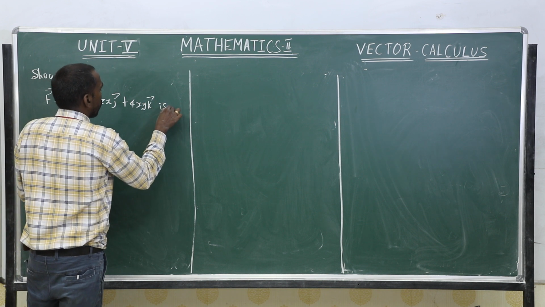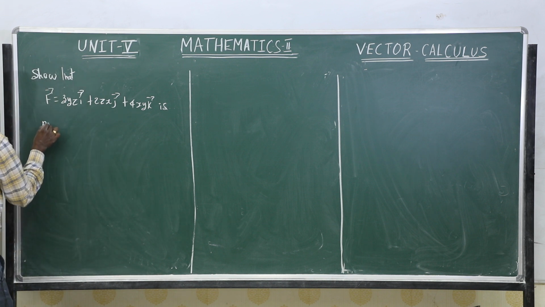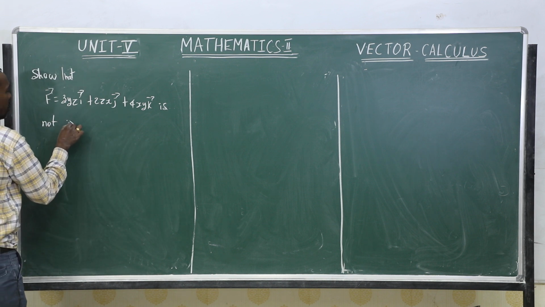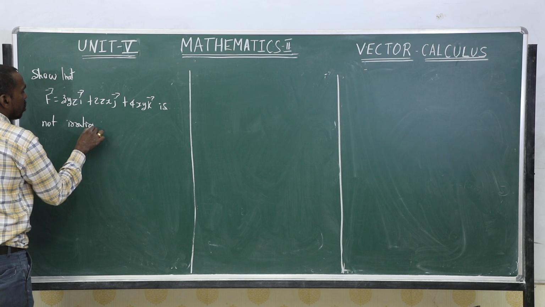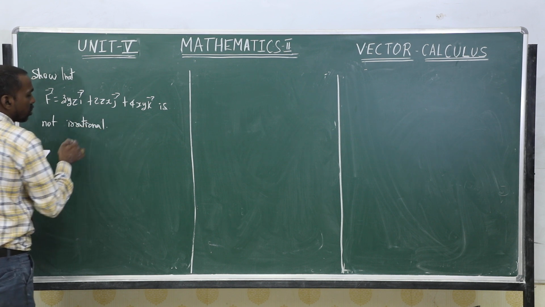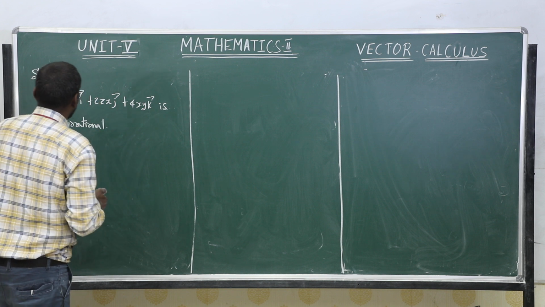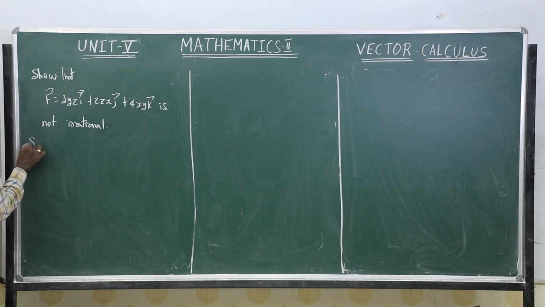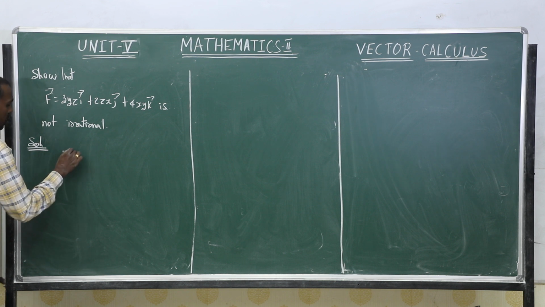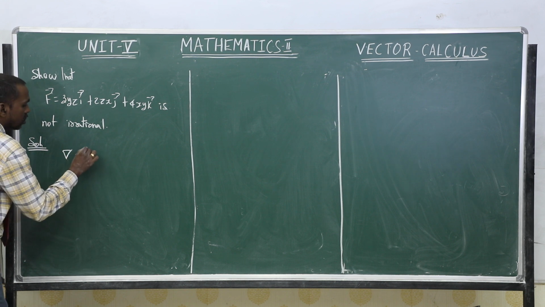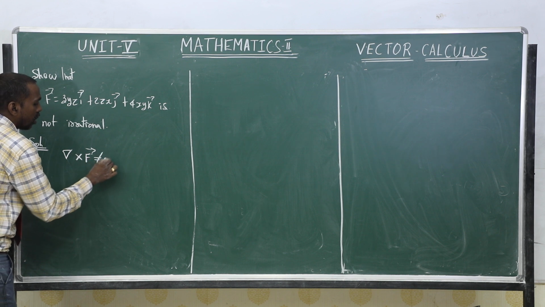We have to prove what? That it is not irrotational. Actually, what do you have to prove for irrotational? Irrotational means del cross F vector is 0. But here you have to prove that it is not irrotational. So we have to prove del cross F vector is not equal to 0.